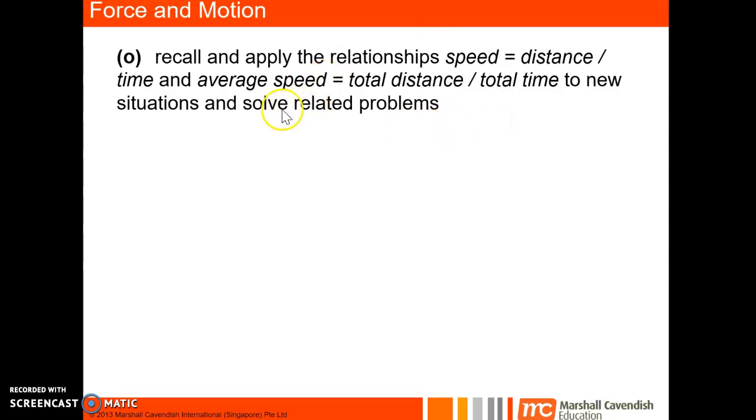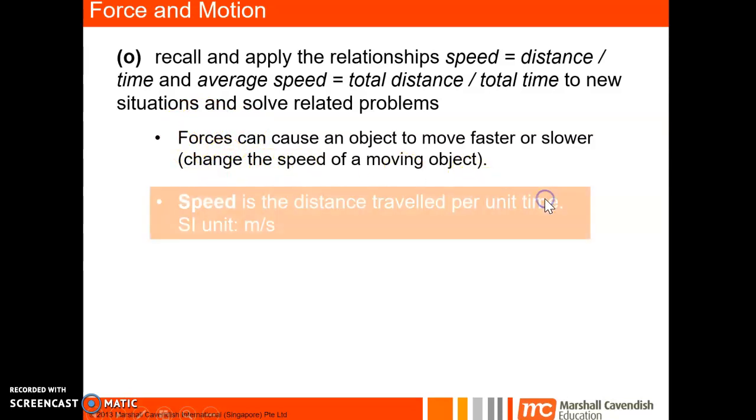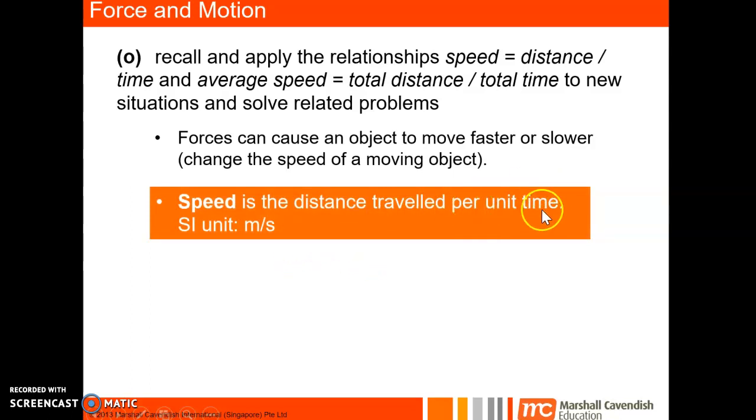If you recall, one of the effects of forces is that it can cause an object to start moving, or it can cause an object to move faster or slower. So one of the effects of forces is that it is able to change the speed of a moving object. Speed, as you have learned before, is the distance traveled per unit time. The SI unit, please pay attention, is meters per second. But of course, in our questions, we can always change the distance to km, or the time to hours.